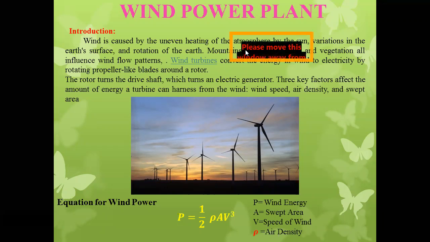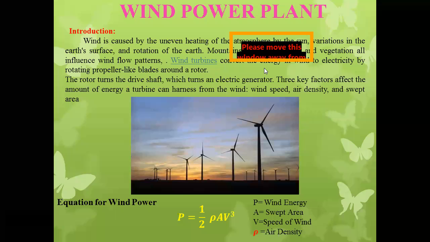Okay, a wind turbine is used to harness the wind energy, and it is converted into electricity by the rotating propeller-like blades around the rotor. The rotor turns the drive shaft, which turns the electric generator, and three key factors affect the amount of energy a turbine can harness from the wind, that is what wind speed, air density and swept area.